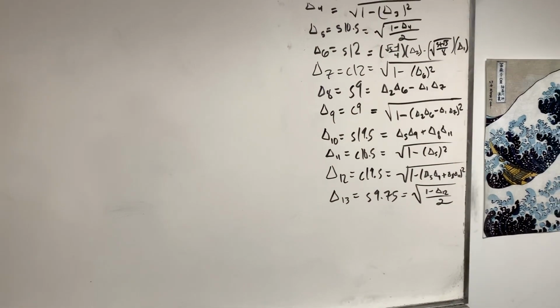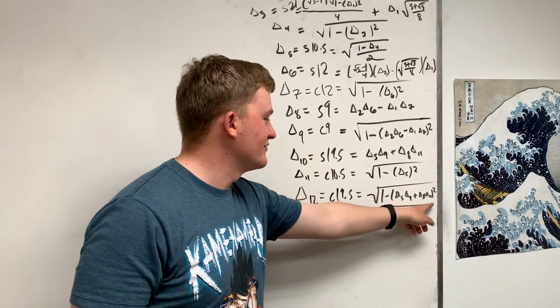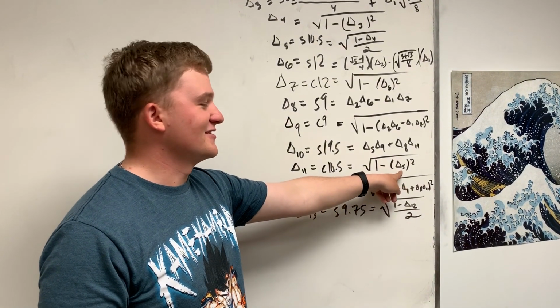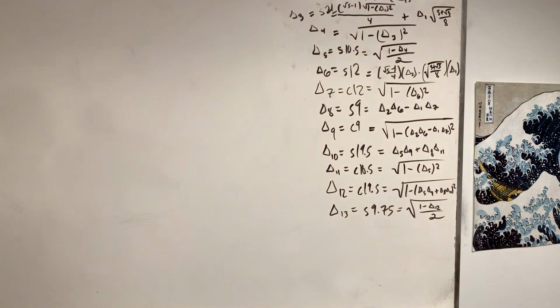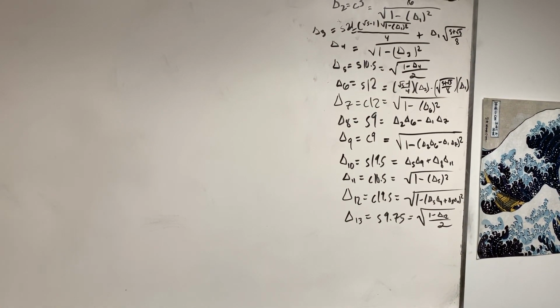You know what's kind of funny? When I hit delta 11 right here, this is sine of 10.5 degrees. Oh my god, that's the one. That's the one that just took 2 lines.